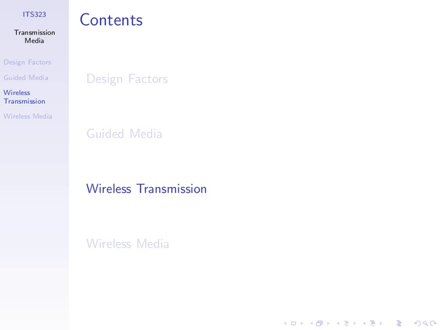Any questions about those three technologies? So what we've gone through is just 3 example technologies for wired media. There are others, but these are perhaps the most common that we may come across, especially twisted pair and optical fibre.